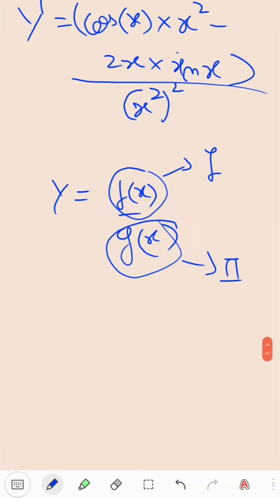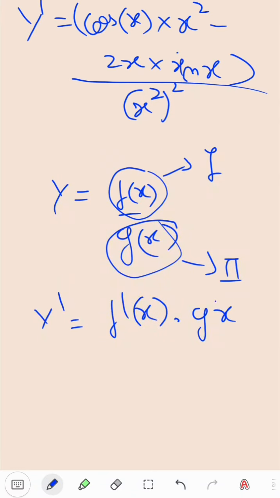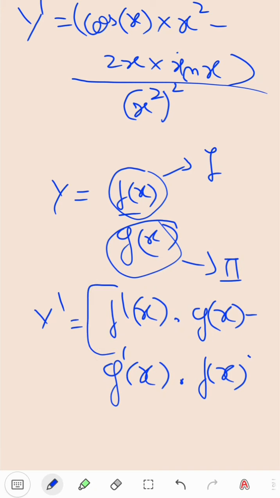So from this we can write y dash equal to derivative of first function, which is f dash x. Let's say the derivative of f x is f dash x, that is a way of representation. So derivative of first function, which is f dash x, or we can also write it as d of f x by dx, into second function as it is, minus derivative of second function, which is g dash x. Let's say the derivative of g x is g dash x, into first function as it is, f x, and this whole divided by the square of the second function.